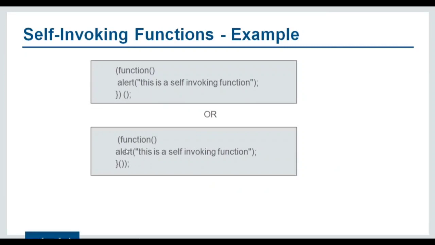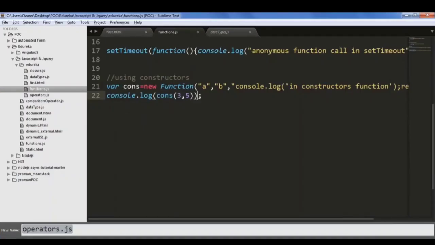Okay, so there's a function like this, say function, within which you write nothing but an alert. But you want to call this function, so you will just write two round brackets to invoke it. Let's see the example here.